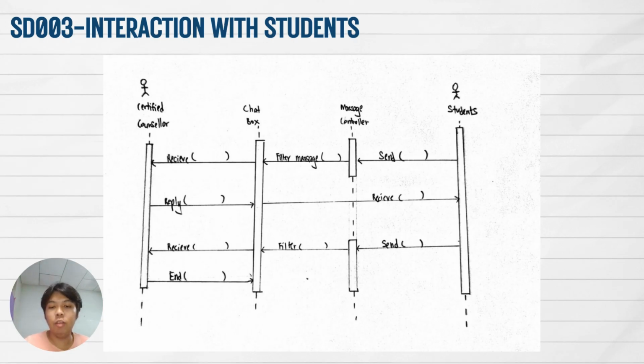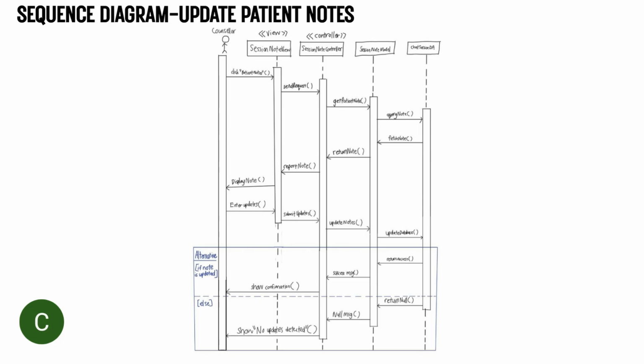So SD003, interaction with students. The view layer is the chatbox. The controller is the message controller, which functions as the filter of the message from sensitive words and also translates the message into different languages.